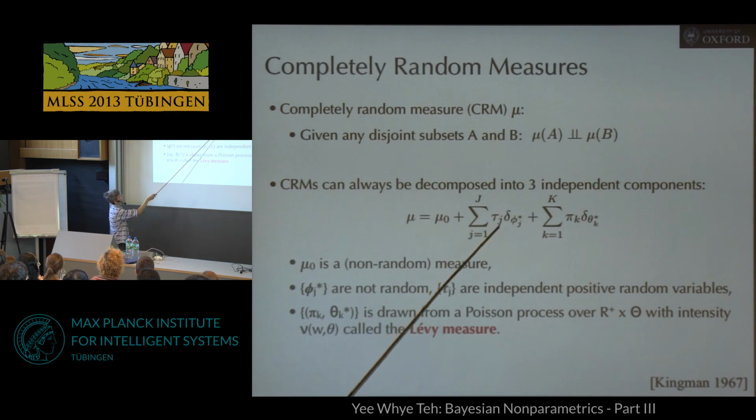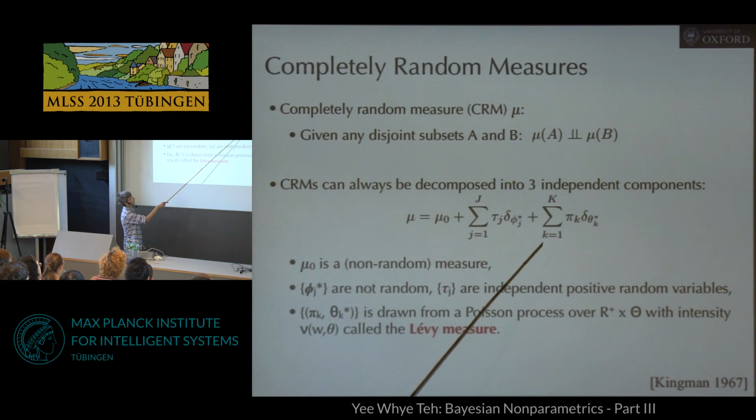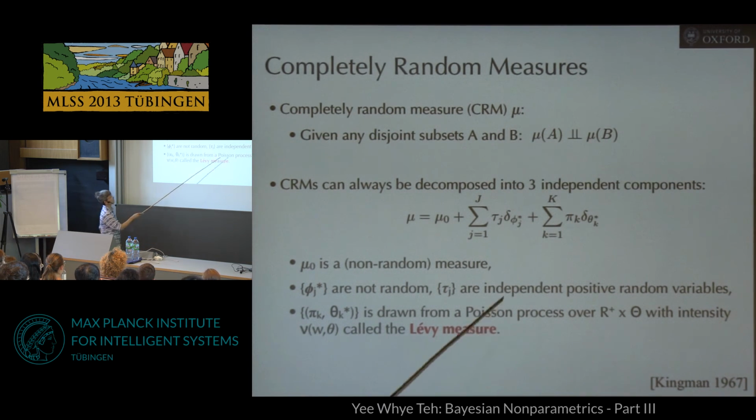You can also have a collection, either finite or infinite, of atoms where the locations of the atoms are not random, but the masses of the atoms are random and independent. Okay? And then there's a final collection of atoms where both the mass and the location of the atoms are random. Okay? And actually, the most interesting component of a completely random measure is this part here.